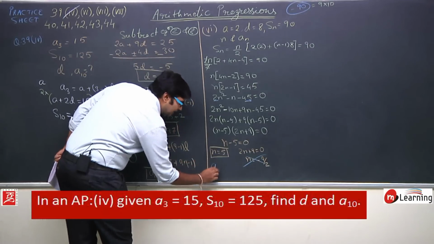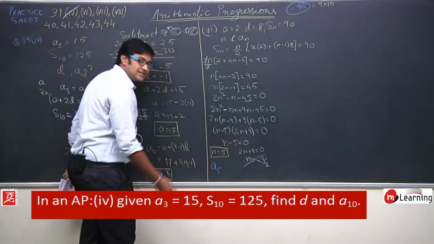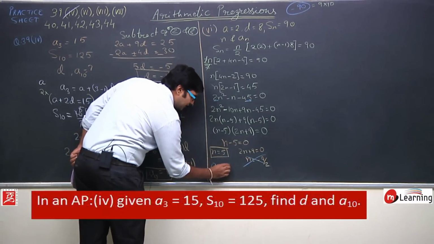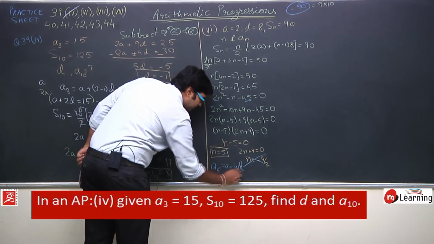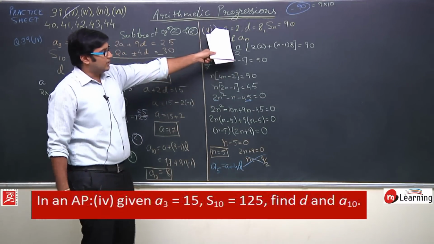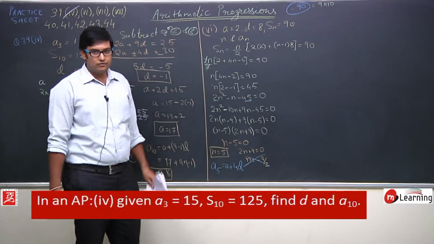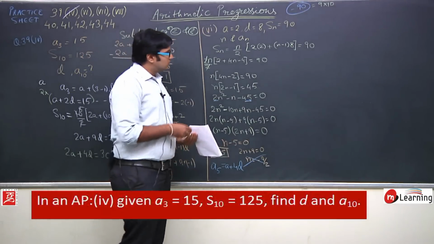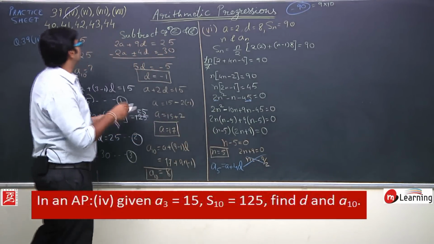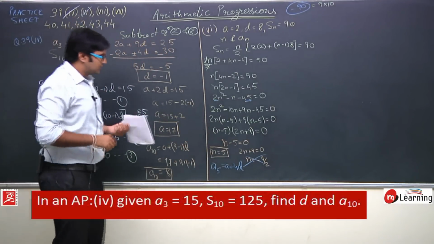So can you calculate a5? Yes, it's very easy. A5 will be equal to A plus 4D. You know the value of A, you know the value of D. Just substitute and calculate the value of A5. OK. So this is the sixth part of question number 39. It's very easy.